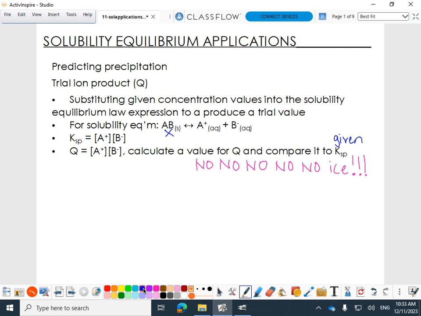And so what you're going to do is use math to predict where a precipitate should form, and then prepare the tubes, prepare the solution, and see if it works. Okay? That's what we're going to do.